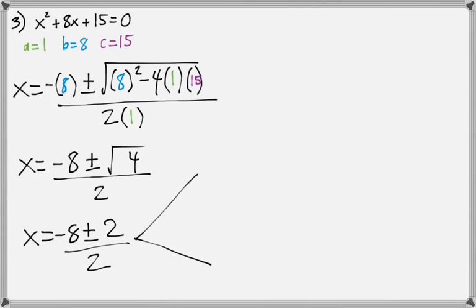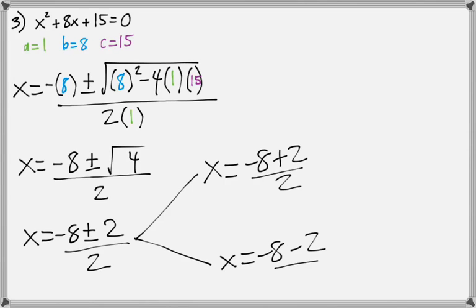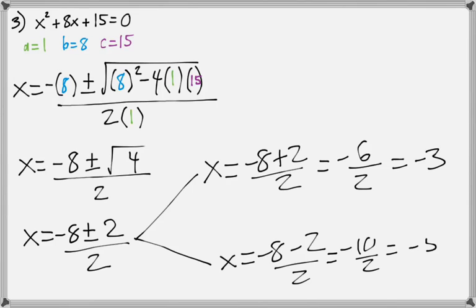So these will combine. So x is equal to negative 8 plus 2 over 2. X is equal to negative 8 minus 2 over 2. So negative 6 over 2 or negative 3. And this would be negative 10 over 2 or negative 5. So those would be your two answers.